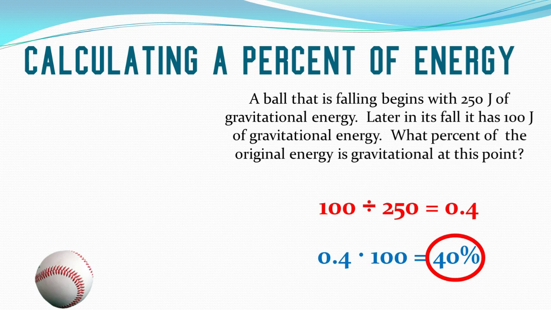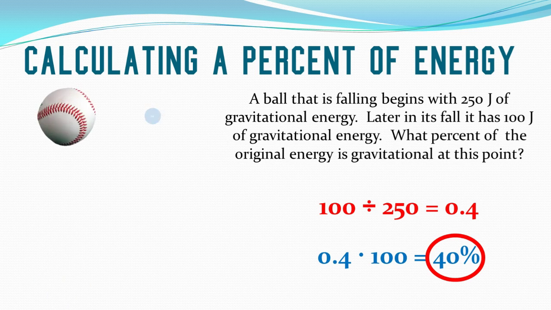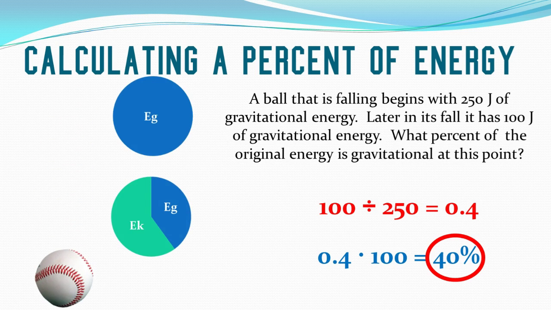We've observed this before. Objects moving towards the Earth accelerate at a rate of 9.8 meters per second squared. That means we started with all gravitational energy, and as time moved forward, we had less and less because the height decreased. We only have, at that point in the object's motion, 40% gravitational. The rest, the other 60%, has to be kinetic. If we took the original 250 joules and multiplied by 0.6, or 60% as a decimal, like we did in our first example, we could find how much kinetic energy is present.